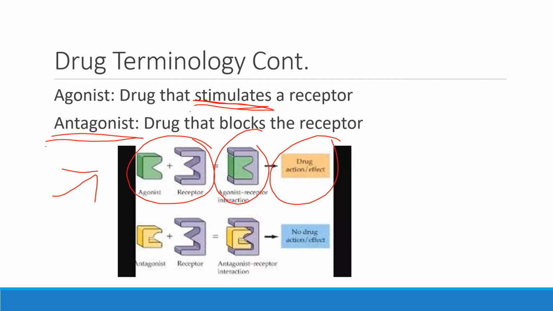But if you have an antagonist, it's a blocker. Antagonist blocks, so it's going to merge with the receptor site, but it's just going to take up space. That way an agonist or anything else that's released can't park in that spot. They can't have that effect. So we're going to take up that parking space, if you will, so that there is no drug or action effect there. So terminology, agonist versus antagonist.